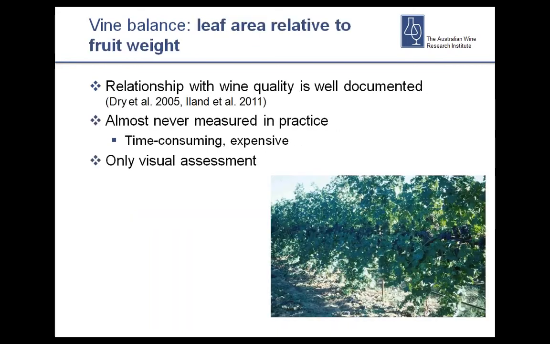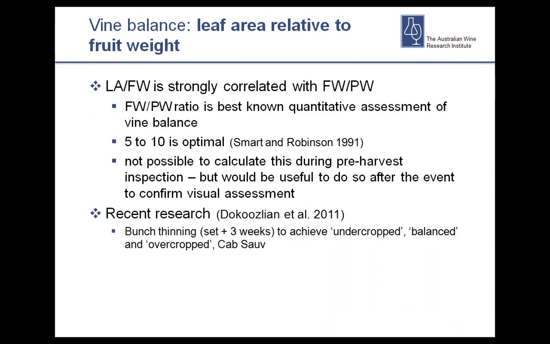More specifically, if we look at leaf area relative to fruit weight, the relationship with wine quality is well documented, but it's almost never measured in practice because it's considered to be too time-consuming and too expensive. And it is generally only a visual assessment of leaf area to fruit weight. It's interesting that leaf area to fruit weight is strongly correlated with the fruit weight to pruning weight ratio. And fruit weight to pruning weight ratio is the best known quantitative assessment of vine balance.